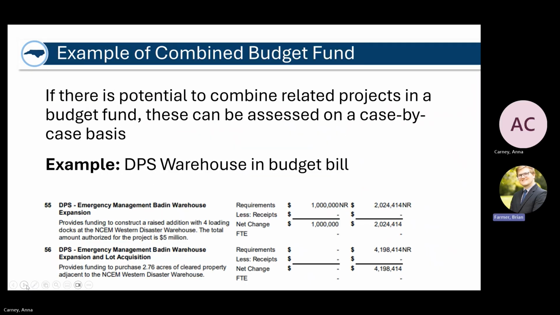The asterisk here is for the specific project. The note on this one is that you can, on some occasions, combine multiple projects into one budget fund. You would want to work with your analyst on it, but an example of where you might do this, we had a DPS warehouse example here. The budget bill actually granted 2 separate projects, one for the warehouse expansion, one for the lot acquisition for the same warehouse expansion. The agency contacted their OSBM analysts and said, can we combine this under one budget fund? We looked into it and the answer was yes. So on some occasions, you might be able to put multiple projects under the same budget fund.